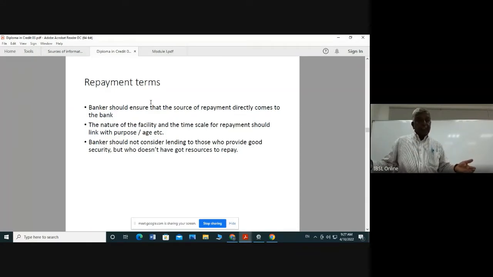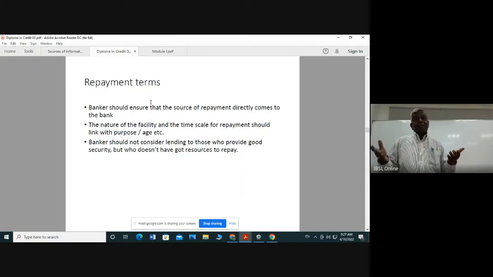The nature of the facility and the time scale for repayment: you are considering what the time scale is, whether it is 5 years, 10 years or 15 years. In the case of a housing loan, it should link with the purpose and the age of the customer. You must link it. Bankers should not consider lending to those who provide good security but do not have resources to repay.